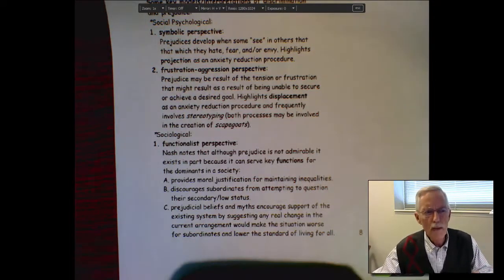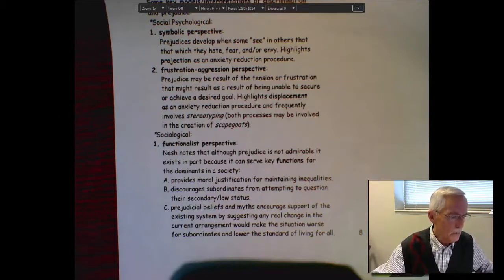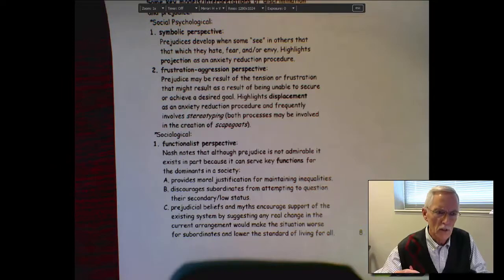But you've got to go back to the controversial part of the functionalist model. Anything that exists in society performs some kind of functions for someone. So his point is, in part, one of the reasons that prejudice and discrimination exists is because it provides genuine benefits for particularly those people who are in positions of control, privilege, the elites, the upper class.